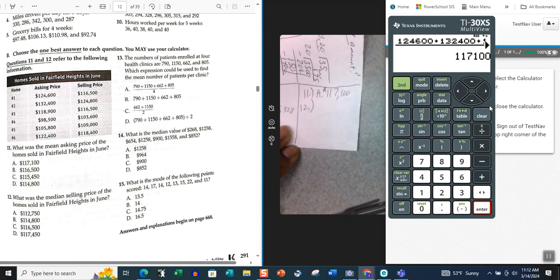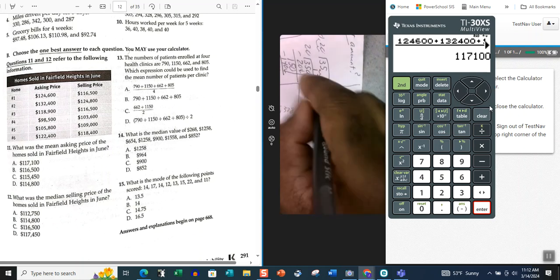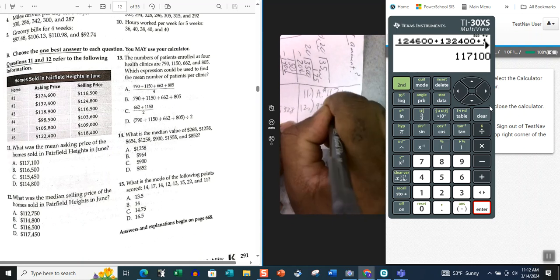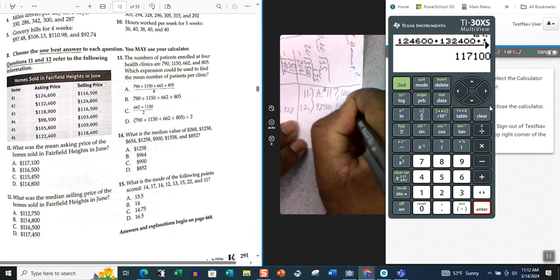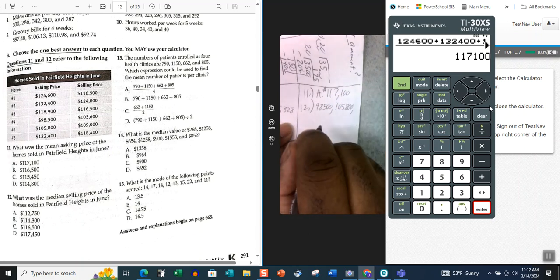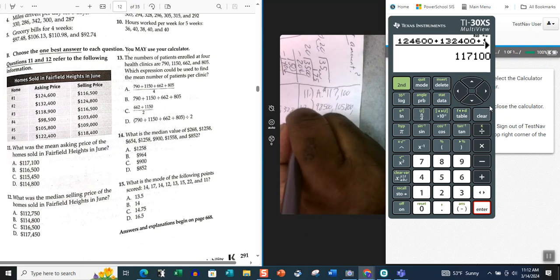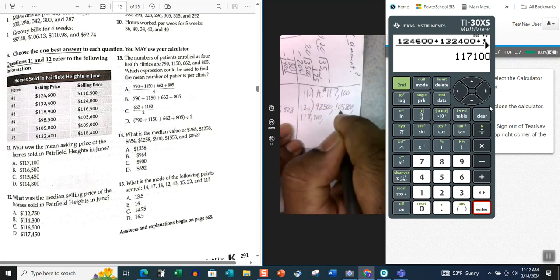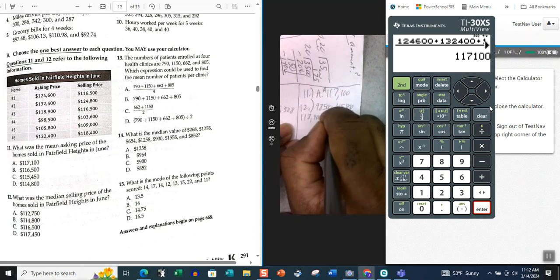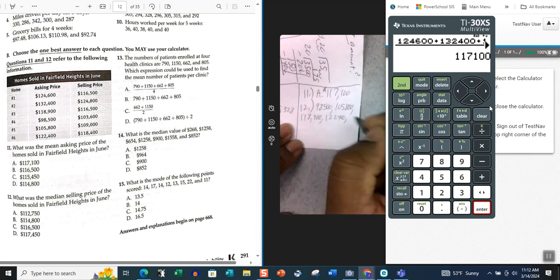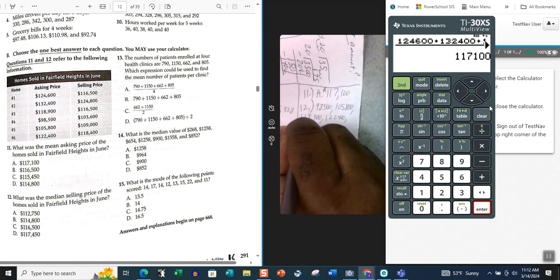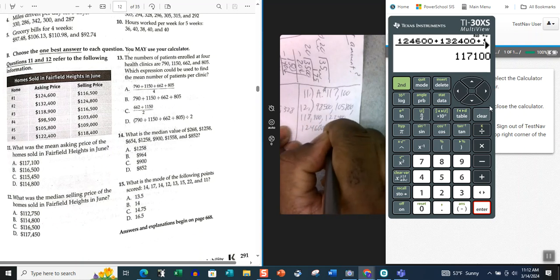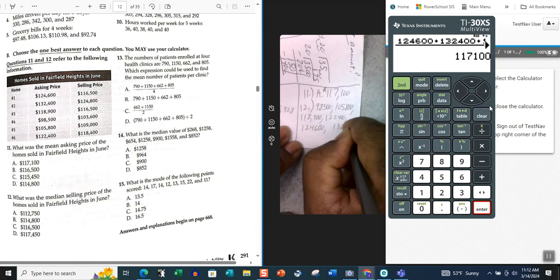Now number 12, it says, what was the median selling price of the home sold in Fairfield Heights in June? So remember, we have to line these up. 98,500 would be first, that's the lowest. Then the next would be 105,800. Then the next would be 118,900. Then we have 122,400. And then we have 124,600. And then finally we have 132,400.